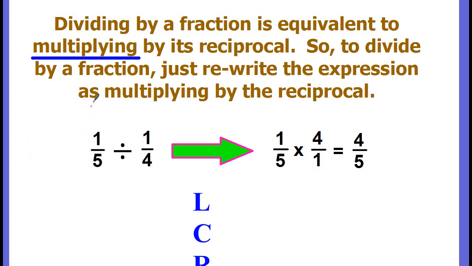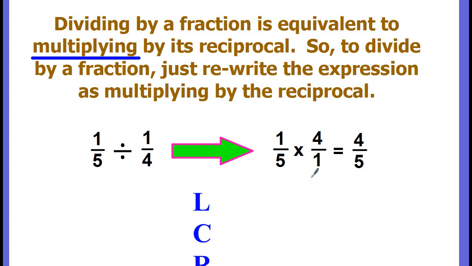Take a look at the example. 1/5 divided by 1/4. We're going to rewrite this expression as multiplication, and we're going to multiply 1/5 times the reciprocal of 1/4. And we know to write the reciprocal, we just flip it upside down. Instead of 1/4, it becomes 4/1.